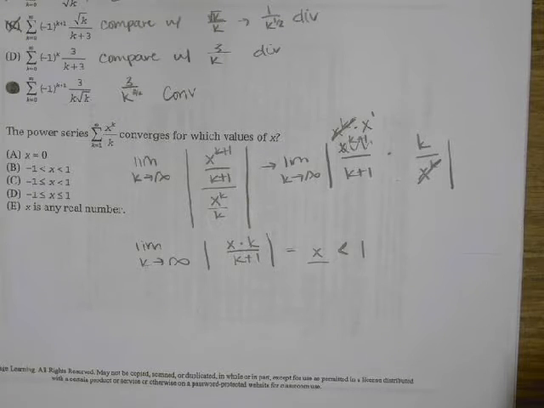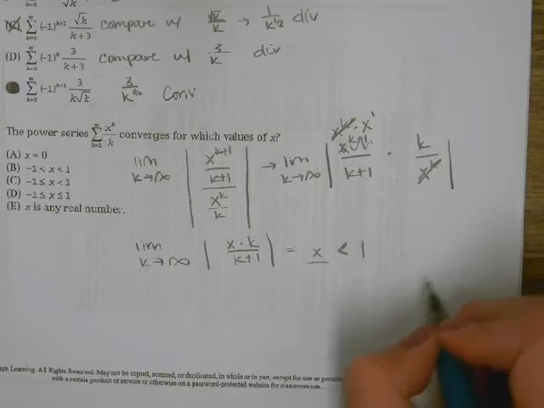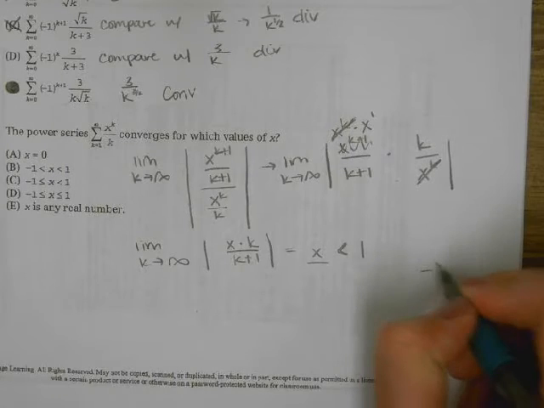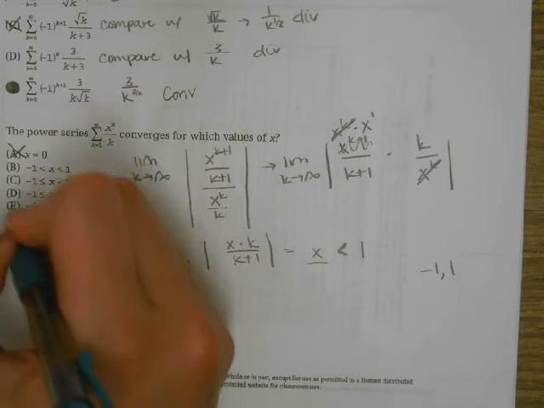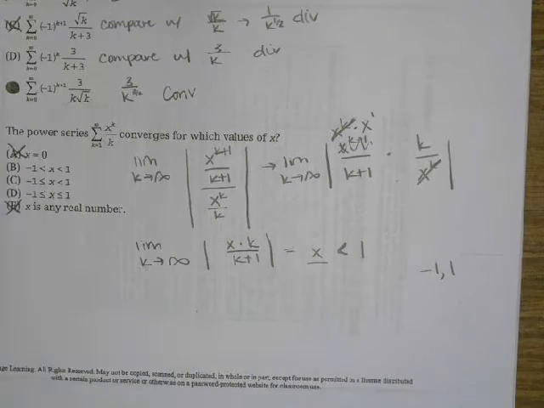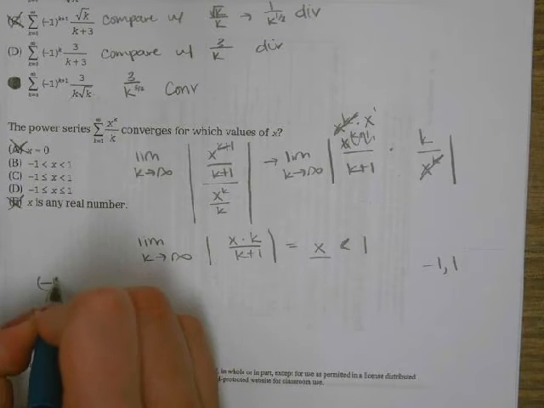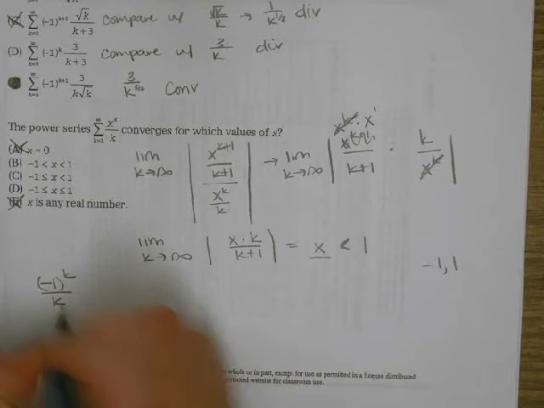So now I know, since my center is 0 and my radius of convergence is 1, that the interval is -1 to 1. So I know it's B, C, or D. I just have to check the endpoints to see if they're included or not. So I'm going to go ahead and check -1 first. That gives me (-1) to the K over K.